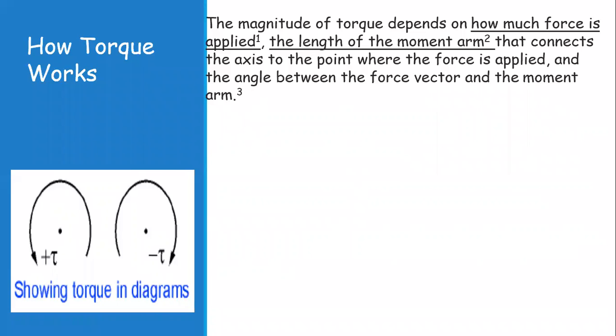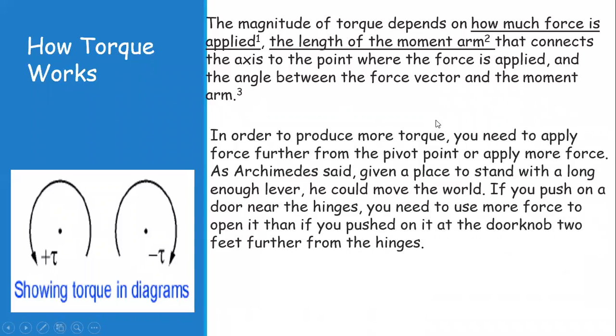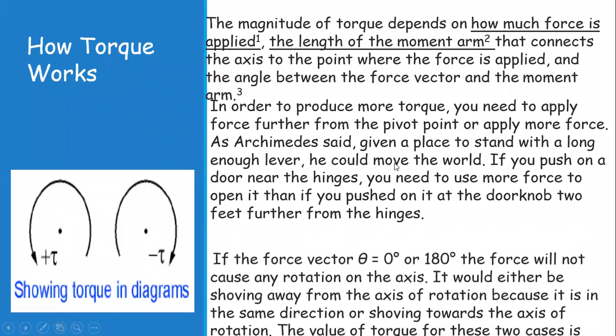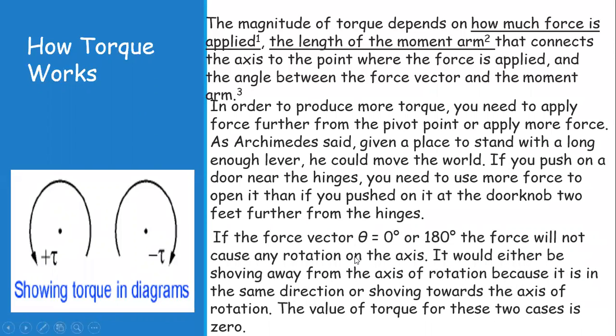Torque will be maximum when the angle between them is 90 degrees. If the force vector makes an angle of 0 or 180 degrees with the axis of rotation, then no torque will be produced. So the value of torque in these two cases will be 0, and it will be maximum when it is 90 degrees.